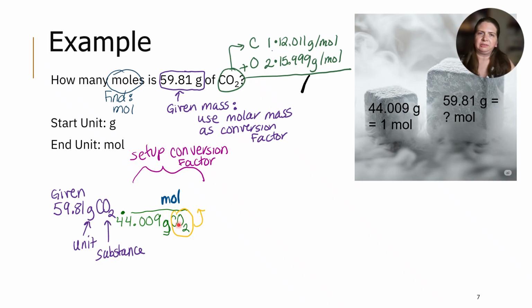59.81 grams of CO2 is equal to 1.359 moles of CO2. This answer makes sense because our starting mass is greater than the mass of 1 mole of CO2. So we should have more than 1 mole.